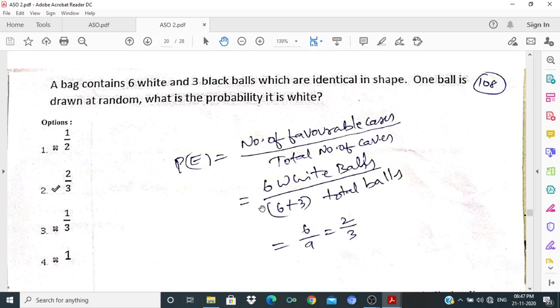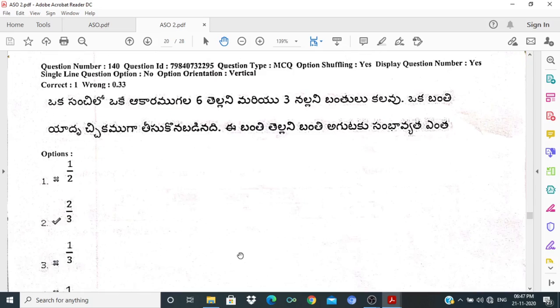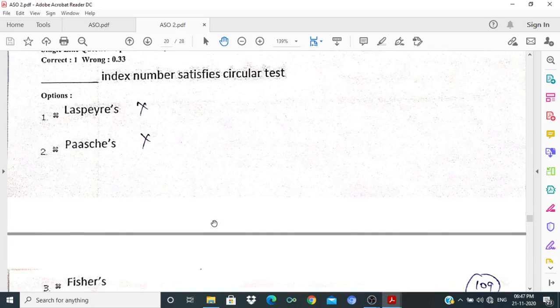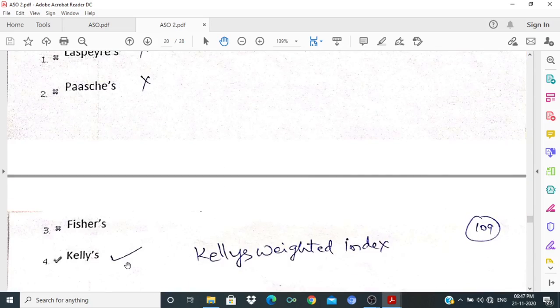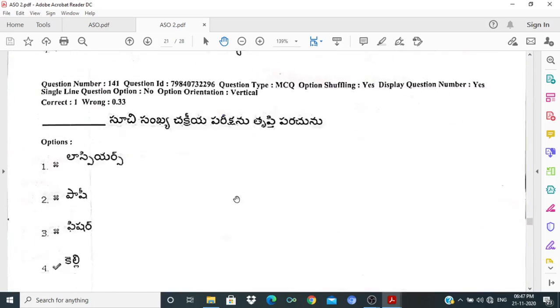A bag contains 6 white and 3 black balls which are identical in shape. One ball is drawn at random. There are 6 favorable cases, total 9 cases, 2 by 3. Dorbish-Bowley index number satisfies the circular test. L is a weighted index number.